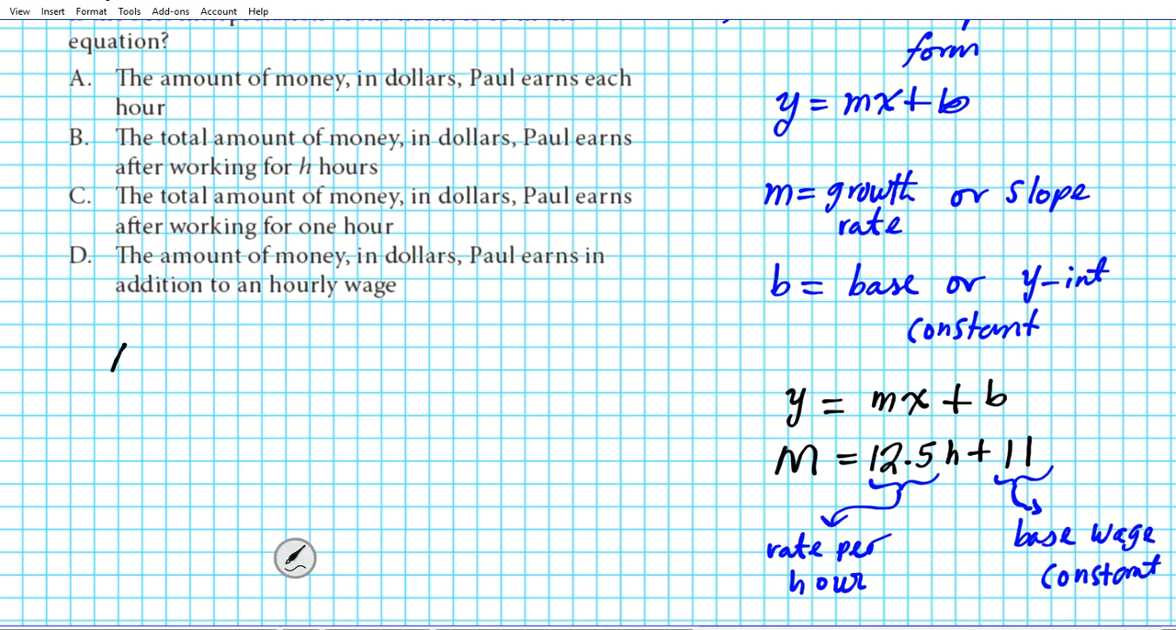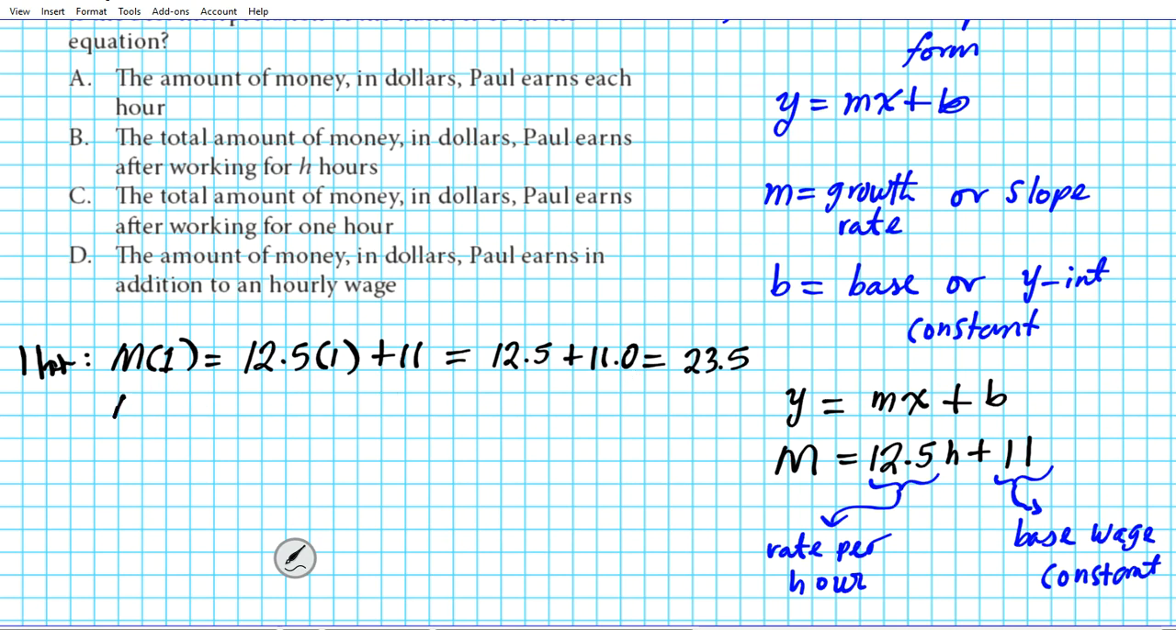M of 1 represents how much Paul earns if he works 1 hour. To get this, we're going to multiply 12.5 times 1 plus 11. We'll do the calculations. We have 12.5 plus 11.0. That's going to give us 23.5. So this is the amount of money he earns if he works 1 hour. For 1 hour he earns $23.5.